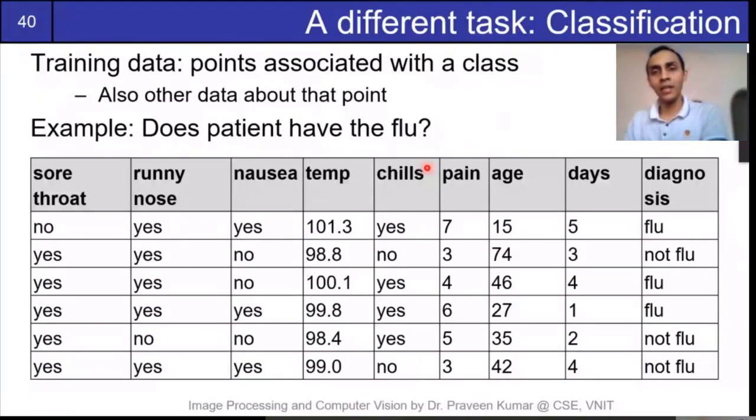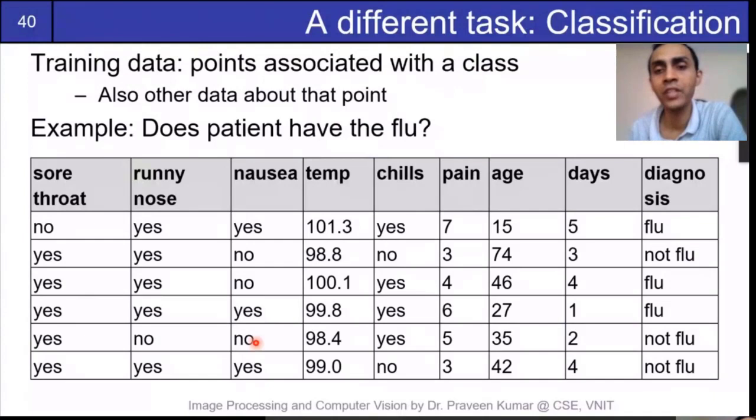As I said earlier, there is another set of tasks in machine learning, which is called a classification task. It is slightly different from a regression task in the sense that in a classification task, it's a discrete value that you want to predict, not a continuous value. A discrete value can be associated with a class. You have a set of class labels and you want to predict the class label.